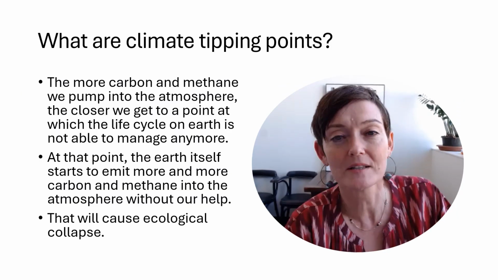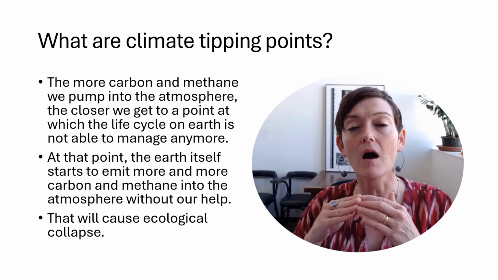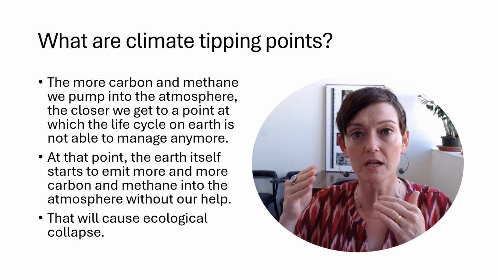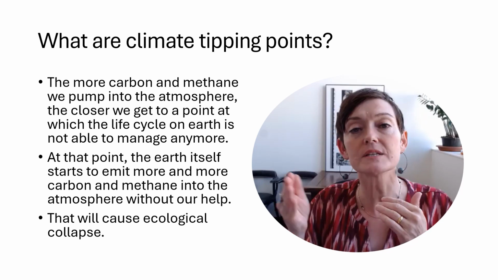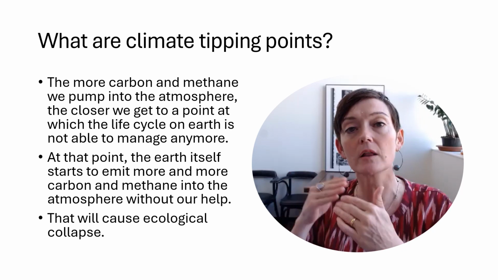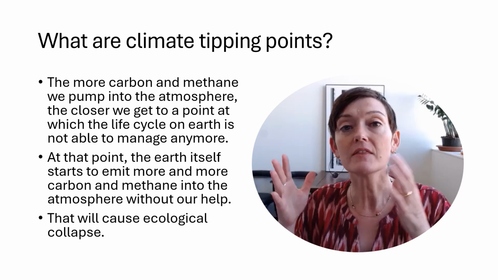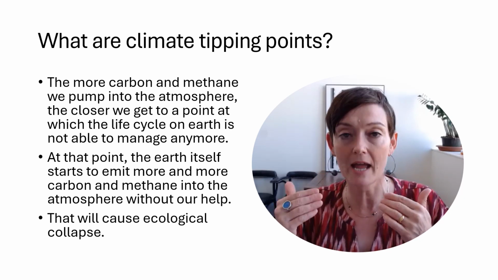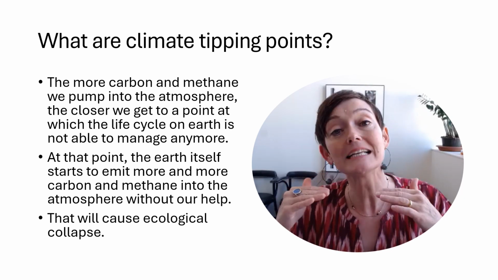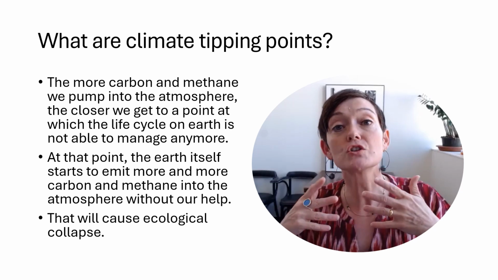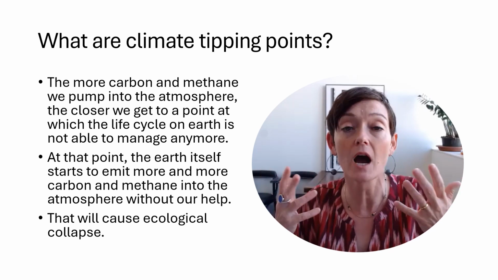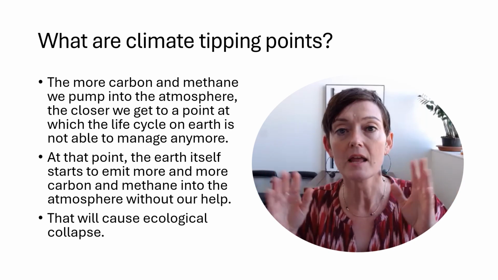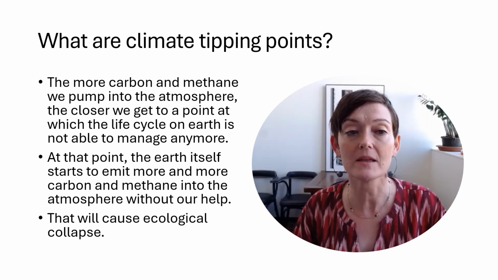So what are tipping points? Tipping points are where we can get to with climate change that then becomes irreversible. So that is where climate change gets so bad that the planet can no longer operate in its normal, natural way. And then the planet itself starts to essentially decompose or die, and it starts to produce its own forms of carbon and methane and pump them into the atmosphere.